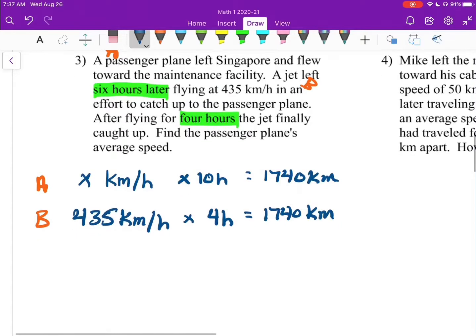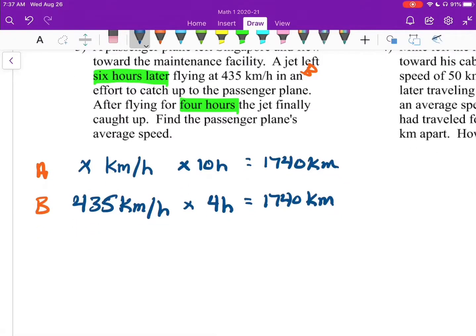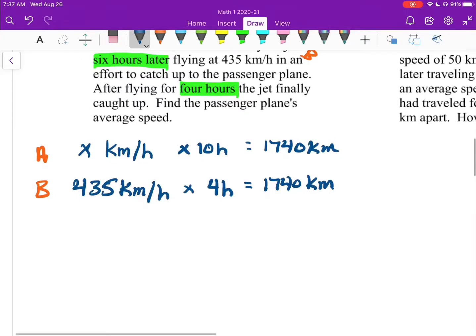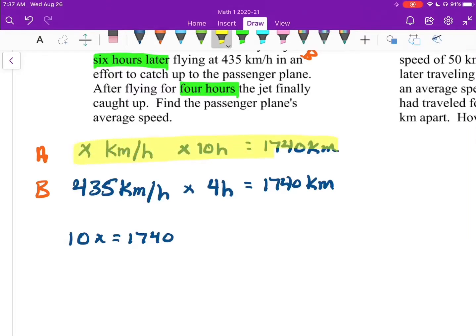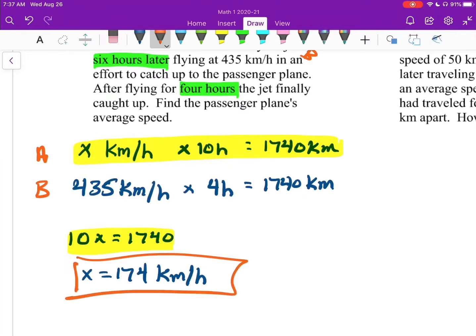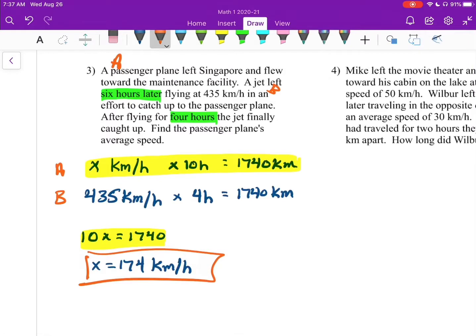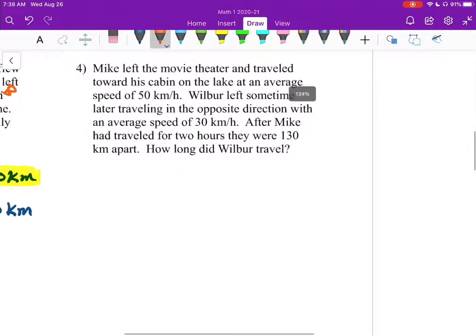Okay, so now we can take this down here, and if we wanted to write this as an equation, this one's kind of nice. 10x equals 1740, right? I just pulled this thing here, and I took out all the units, and I got this. This is x equals 174. And to put back on our units, this is kilometers per hour. There that is.